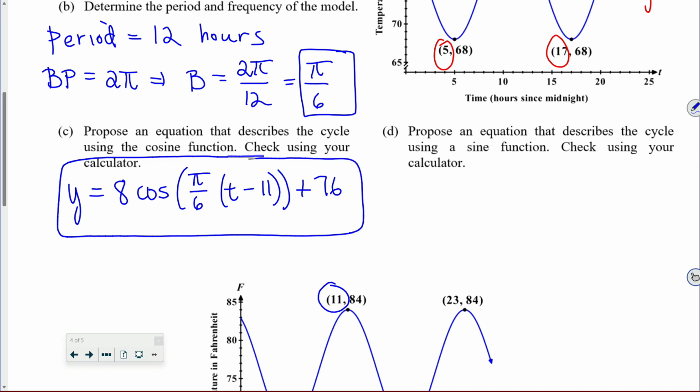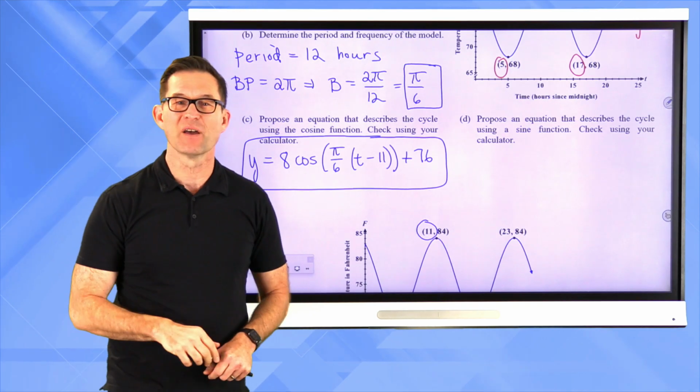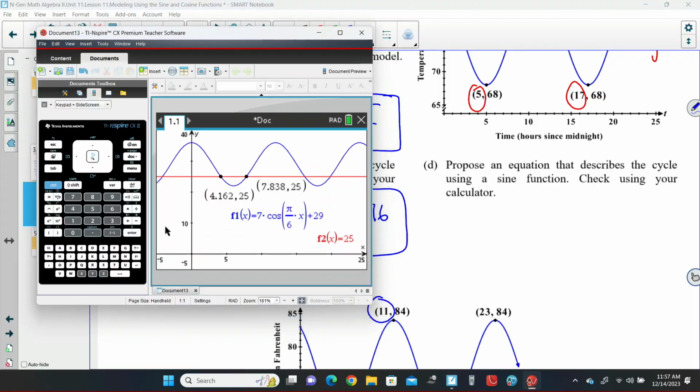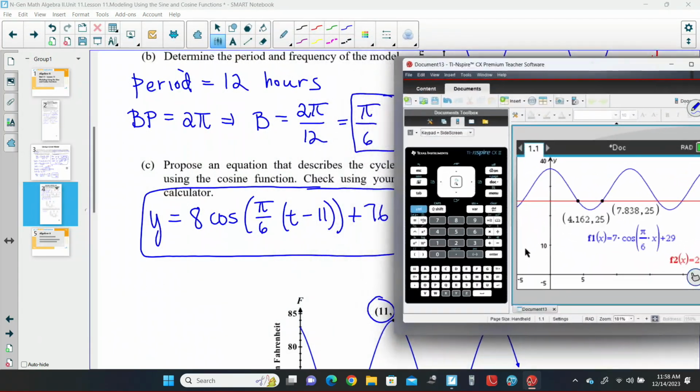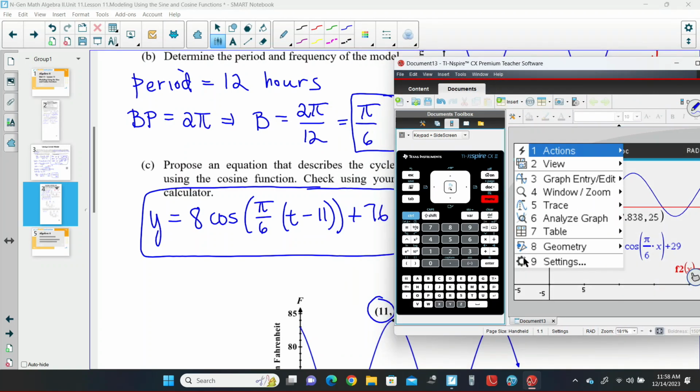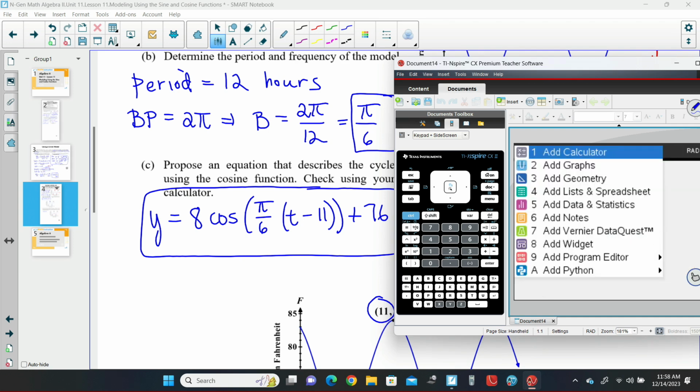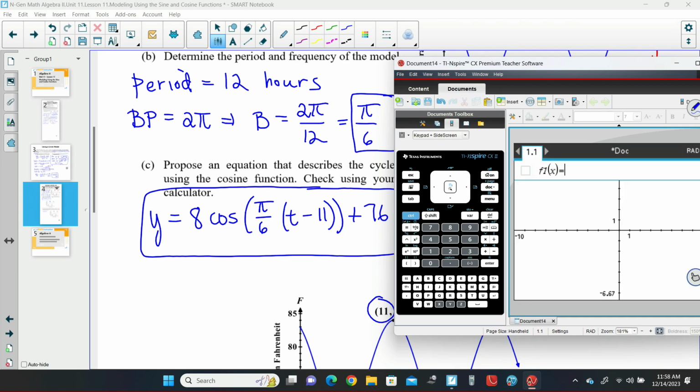All right? And it says check using our calculator. So I say we do it. All right, let's pull the calculator out. We're gonna resize this thing entirely. So menu, doc, file, new, graph. Here we go. We've got 8 times the cosine of pi over 6 times, oh, no, I do not want the x yet. Parentheses, x minus 11. And now get out of this, plus 76.